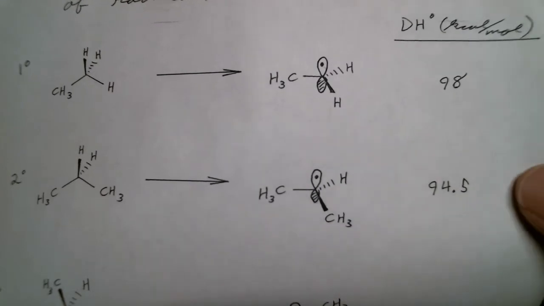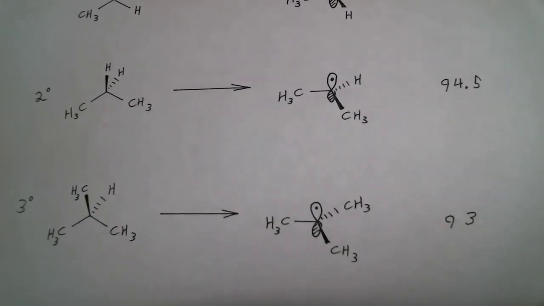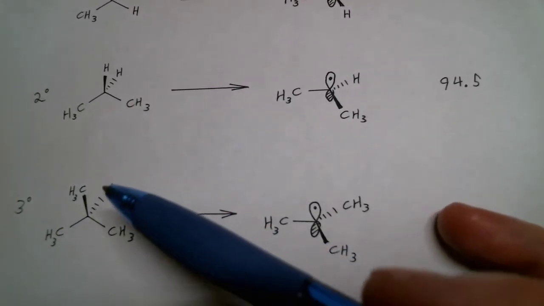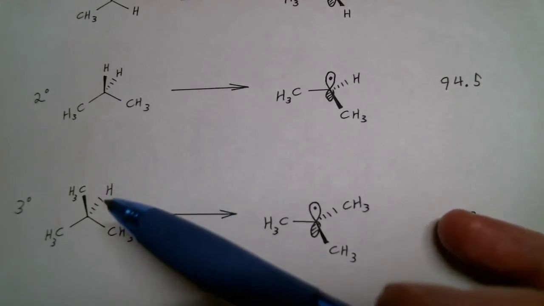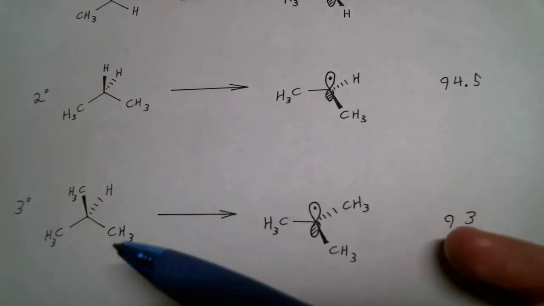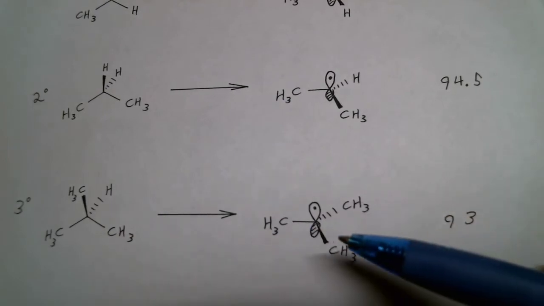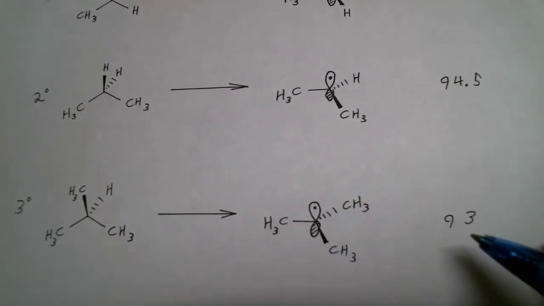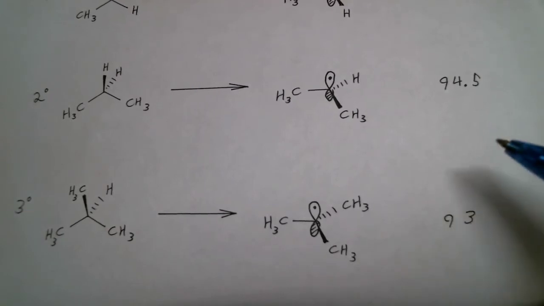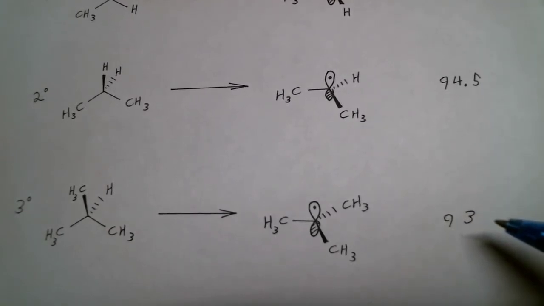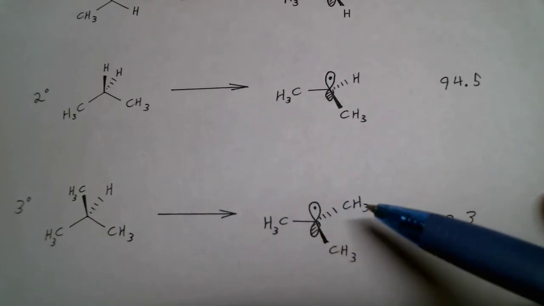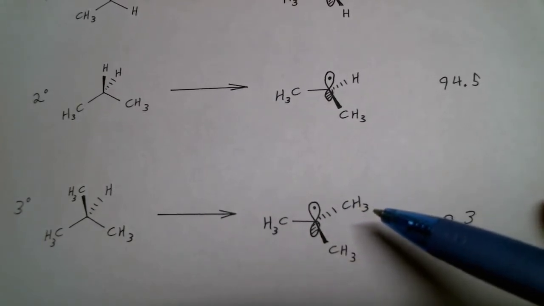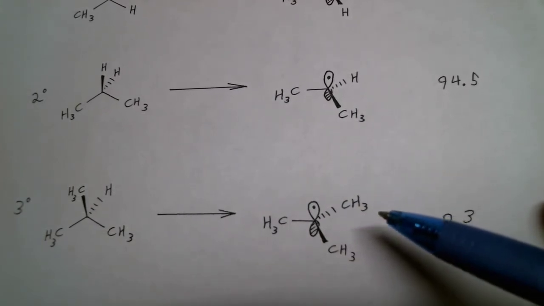How about a tertiary carbon radical? What if we abstract this hydrogen from that tertiary carbon that's bonded to three other carbons? We form this tertiary radical. And the energetic cost for that is 93 kcals per mole. The trend is we get lower and lower energies, and that's because there's more of a phenomenon called hyperconjugation.